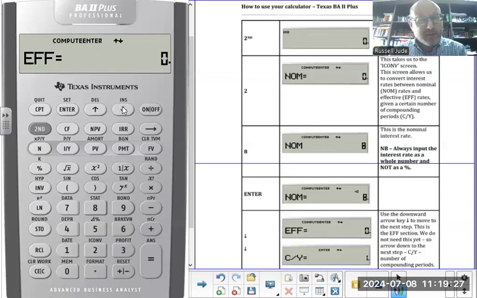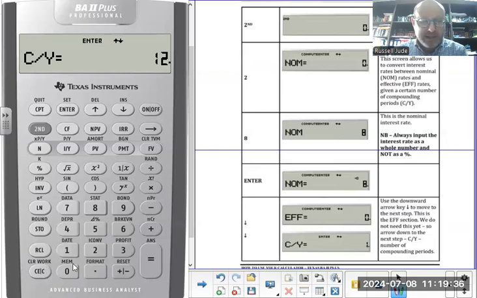Arrow down to EFF, I'm not ready for that one yet. Arrow down a second time. Arrow now tells me CY. Okay, now CY says to me, how many periods do you want to compound? Now, I could put 1, or I could put 12, whatever you want to put.